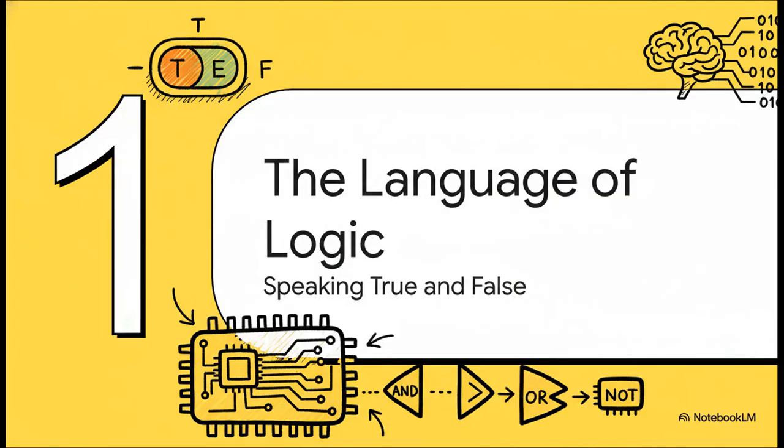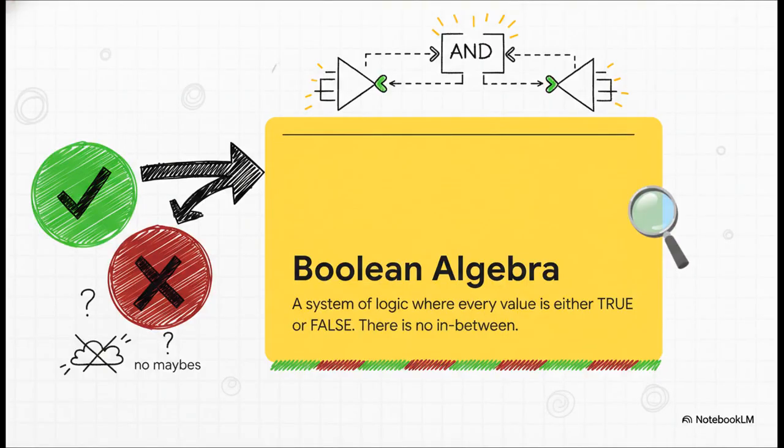Now, to make all of these decisions, computers need a language. But it's not a language of words like English or Spanish. It's a language of pure logic. It's got very strict rules, and it is the foundation for how every digital circuit in the world processes information. That language is called Boolean algebra.